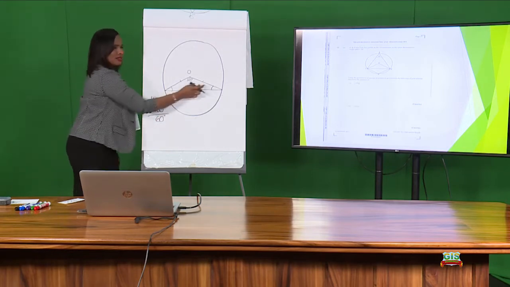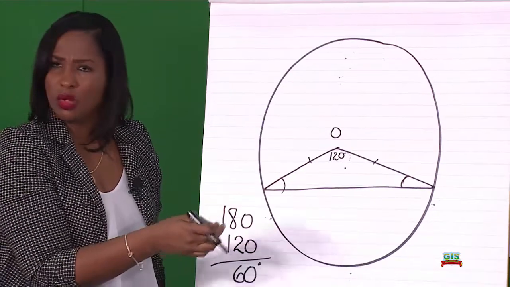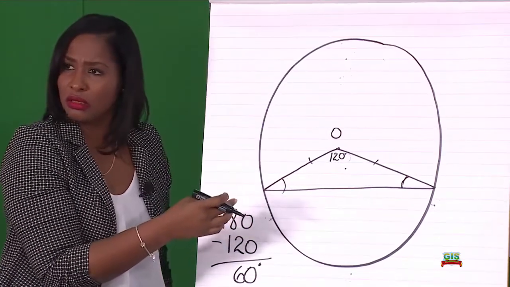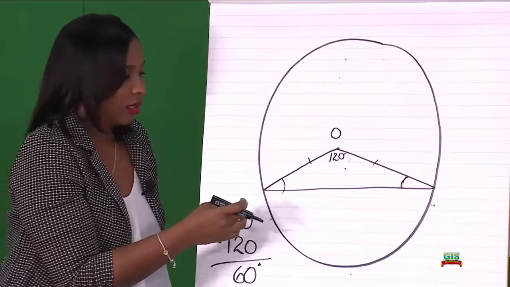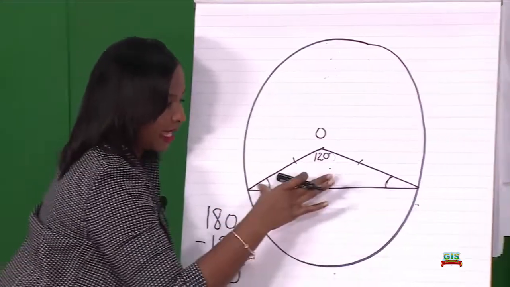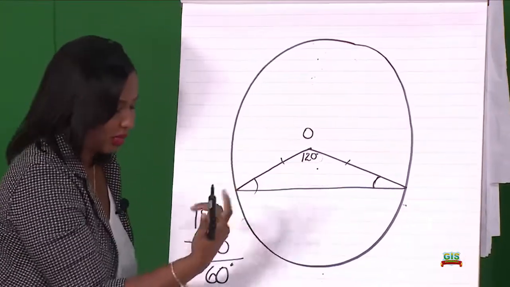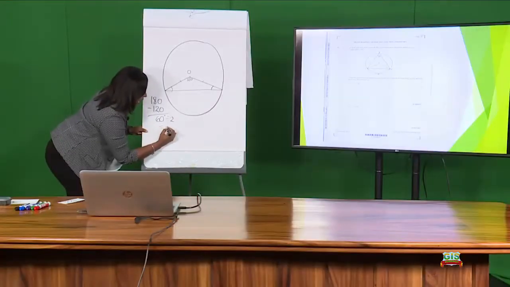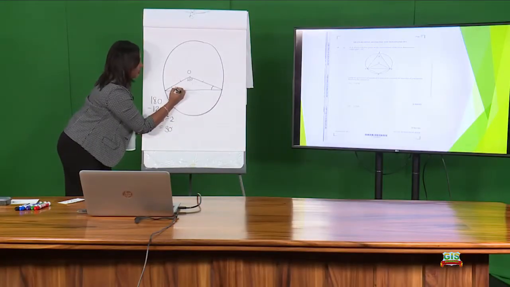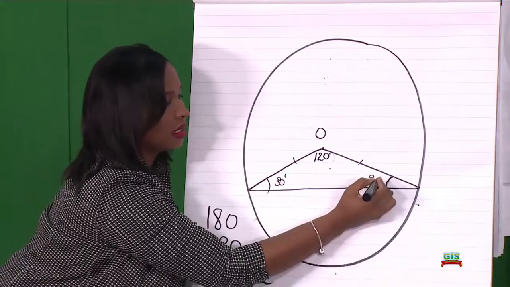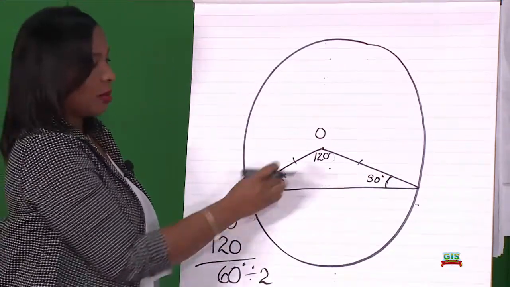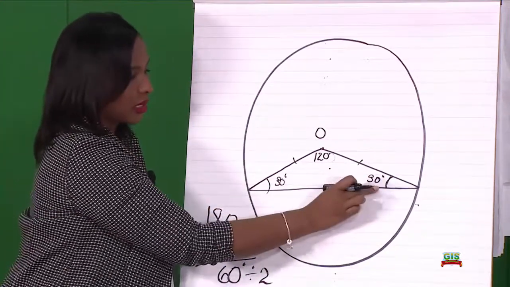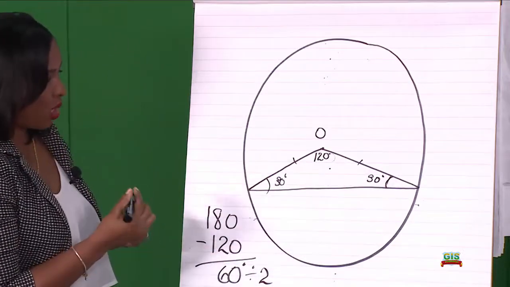So does that mean that this is 60? One of them is 60? No, cannot be. They both together have to give you 60. So the next step would be to divide by 2. And so each of these angles here would be 30 degrees. All right. So when you add that up, 120 and 30, 150 plus 30, that's 180.